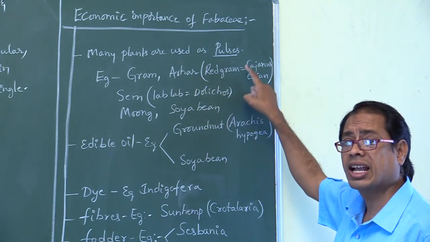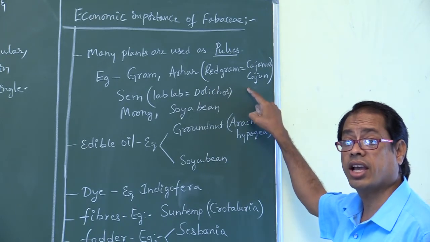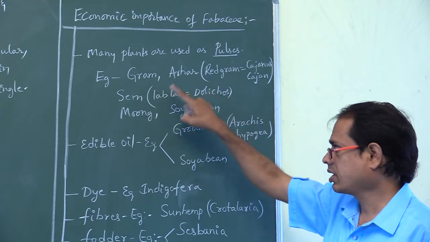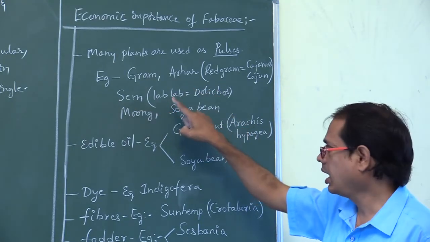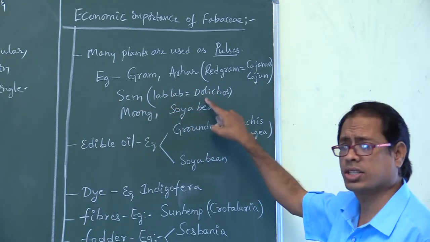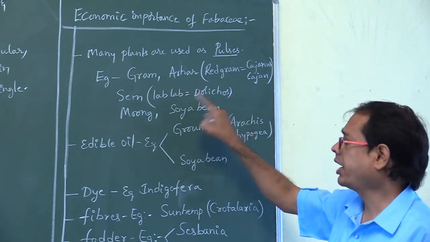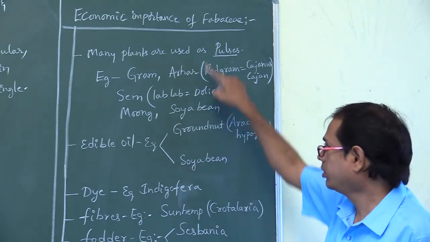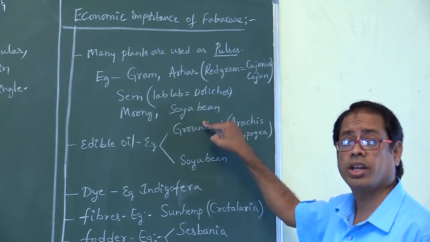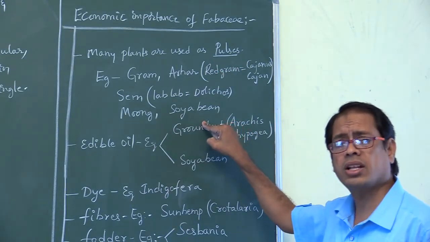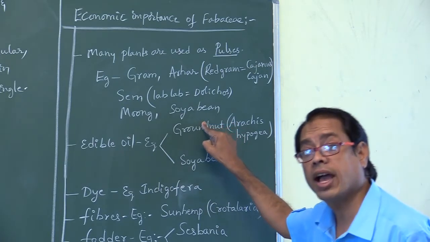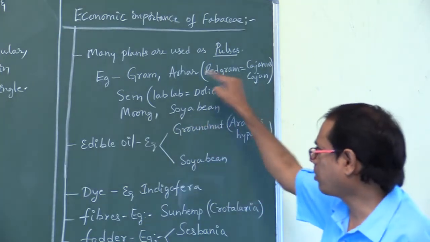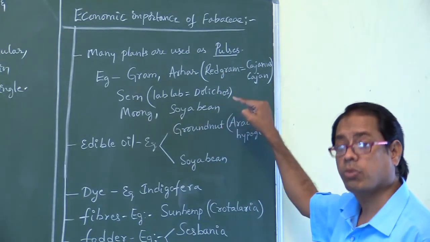Scientific name is Cajanus cajan, red gram. Common name is arhar. Next, sem. Sem means lab. Scientific name is Dolichos lablab. Next, moong. Similarly, soybean. These are all the pulses rich in proteins. So pulses belong to family Fabaceae.